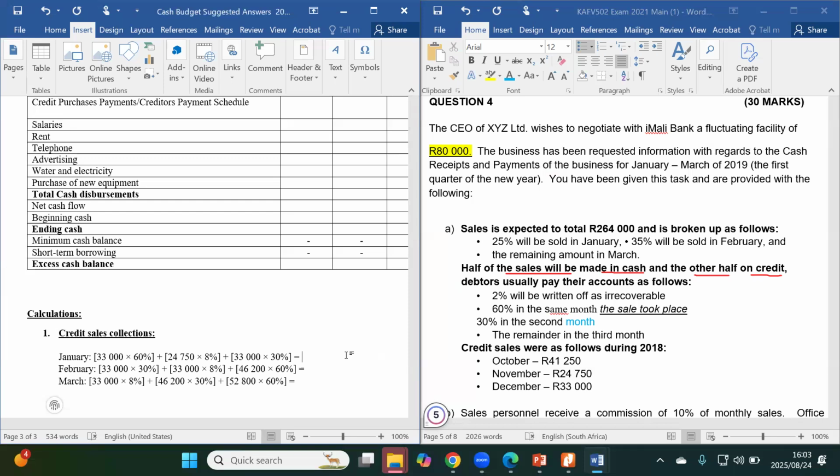Okay, so that's 33K times 60% plus 24,750. Hey, you need to make sure you get it 100% right. Yeah, it's important. So I'm getting something like 31,680 for January.